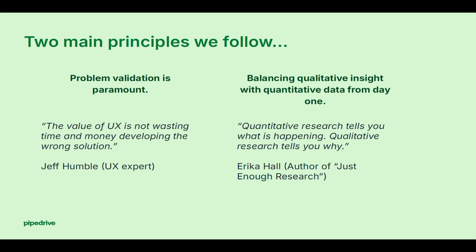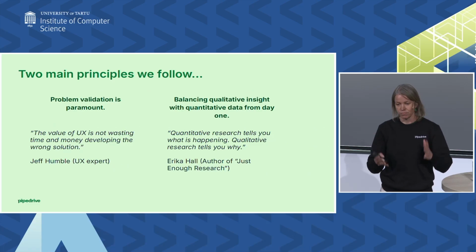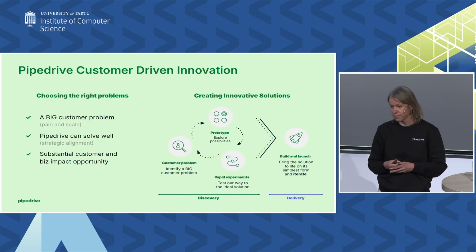That's why the value of UX, the UX part of my team, is not wasting time and money developing the wrong solutions. So that's why we put a big effort in this first moment. And the second one we really try to follow is always to balance qualitative versus quantitative insights. Of course, if a number says 90% of something, then you don't need to go and zoom in with interviews. That's enough, but very often it's not the case. So you always need the what and the why, and we try to combine it as well as possible. And this is in a nutshell how the process starts.